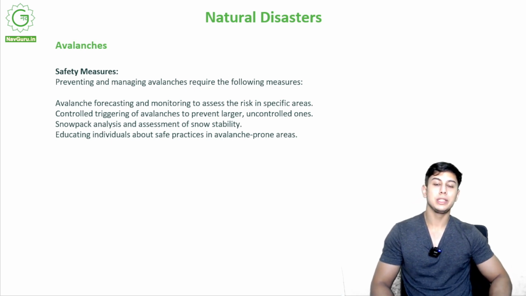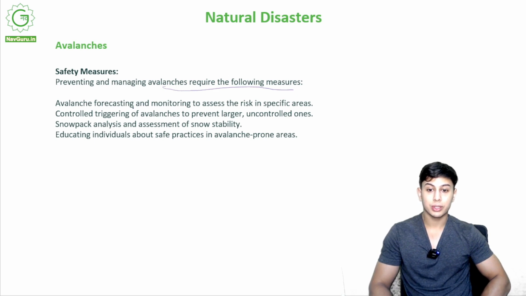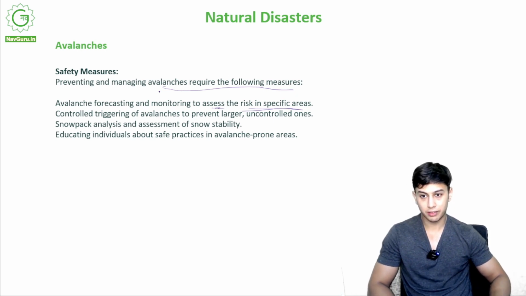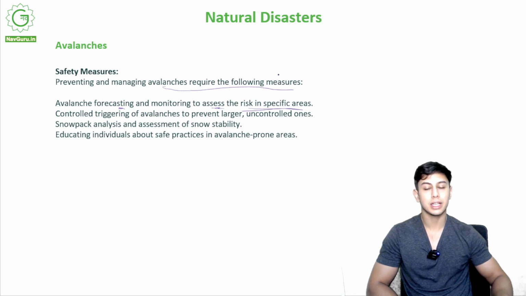Now, how do we safeguard ourselves? Again, preventing and managing avalanches require the following measures. Avalanche forecasting and monitoring to assess the risk in specific areas, right? There are systems and tools to forecast if there would be an avalanche, if there is heavy snow or heavy rainfall occurring, if there is a slight change in temperature, then we can estimate if an avalanche is about to occur. So if we can make an idea about if an avalanche is going to come, we can prevent it, we can safeguard ourselves, we can evacuate the area.